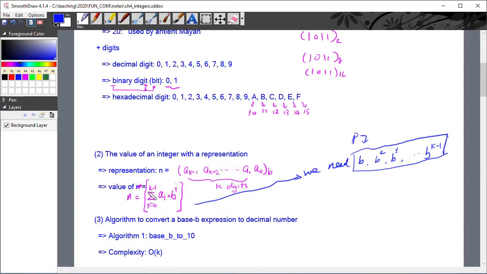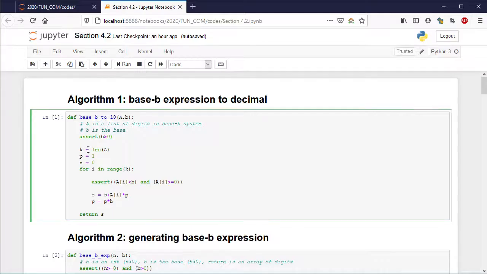And then since this is a summation, you can find that outside the for loop, I initialize s to 0, and inside the for loop, in each iteration, I'm adding s equals s plus ai, that is the coefficient times p. Remember that initially p equals 1, so when i equals 0, p is actually 1. So a0 should be multiplied by 1.